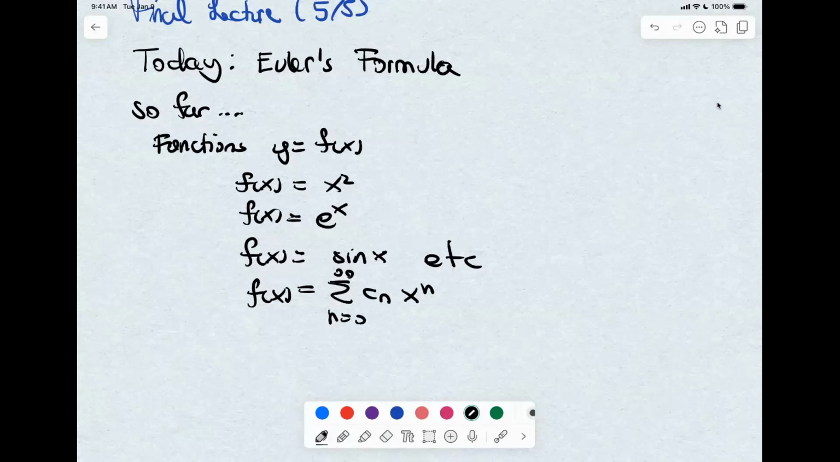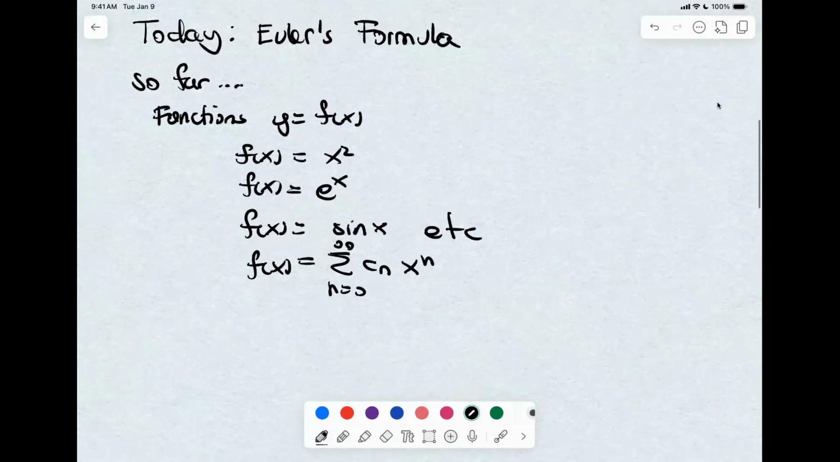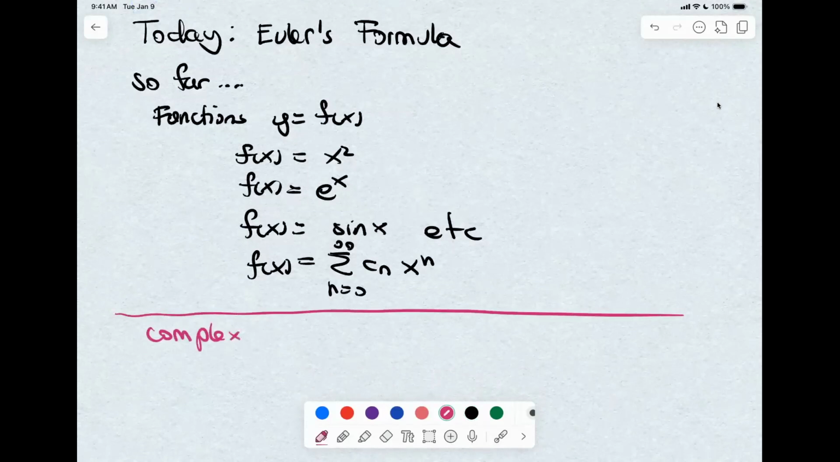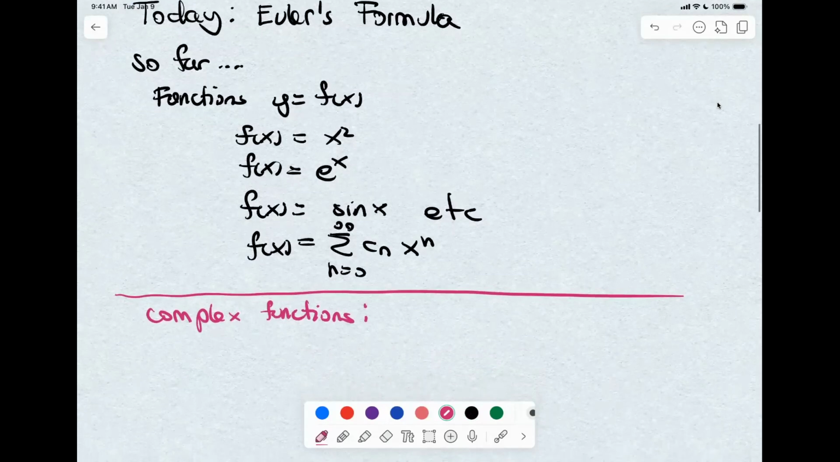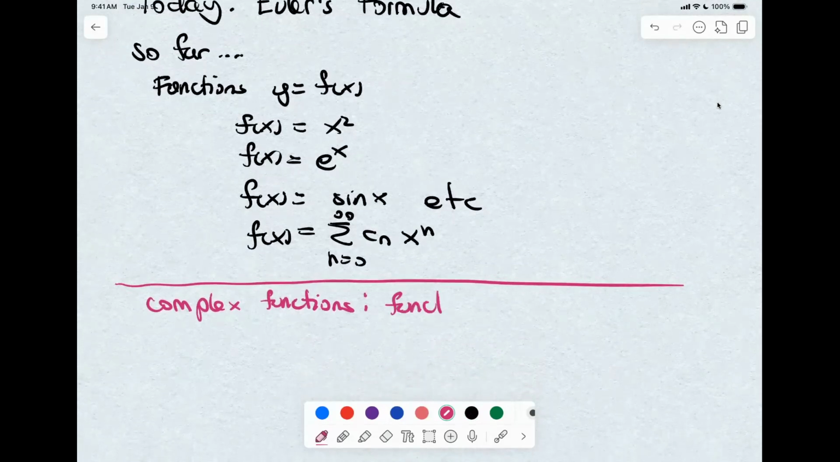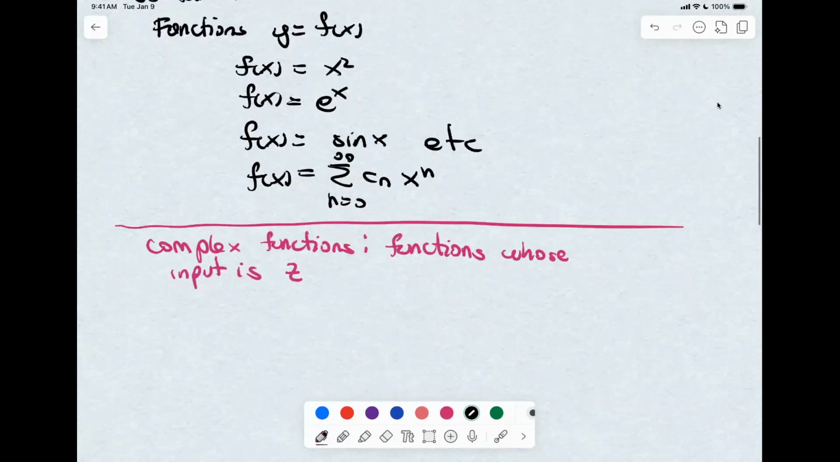So they're called complex functions. These are functions whose input is z. Just to give you an example, you could write something like f of z equals z squared.